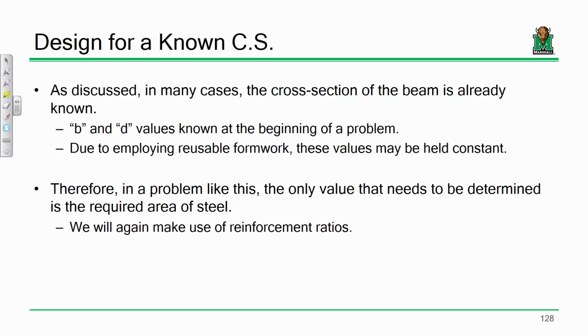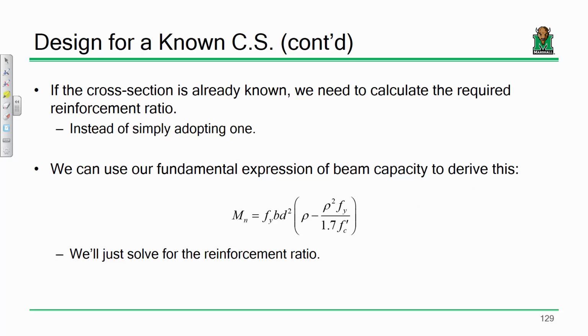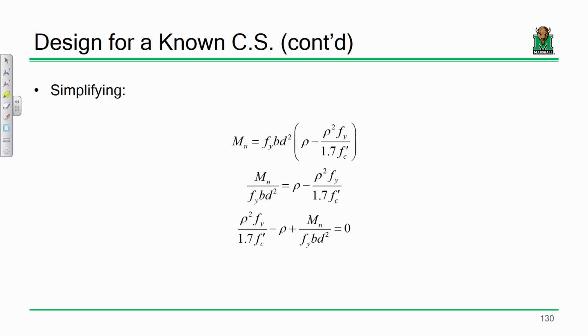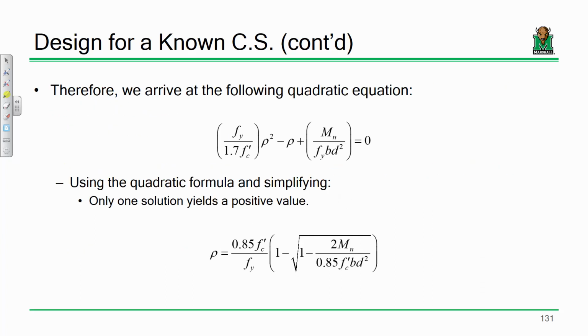Now what we do with design is we treat it very much like what we did with the last problem, and we made use of reinforcement ratios. The difference though is that with this expression, we derived this expression earlier. What we did last time is we said, let's look at this equation and see if we can solve for BD squared. Well, if we know what B is and we know what D is, why don't we solve for the reinforcement ratio? And so doing a little bit of algebra, you get this expression here down below.